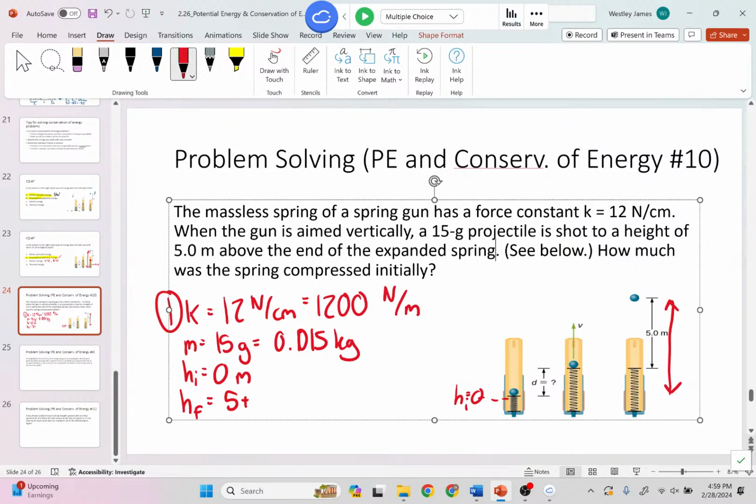I'm going to change. Yes, go ahead. Okay, what did you say? 5 meters above the starting point? Yes, so I actually changed it, hopefully. I'm going to double check that.